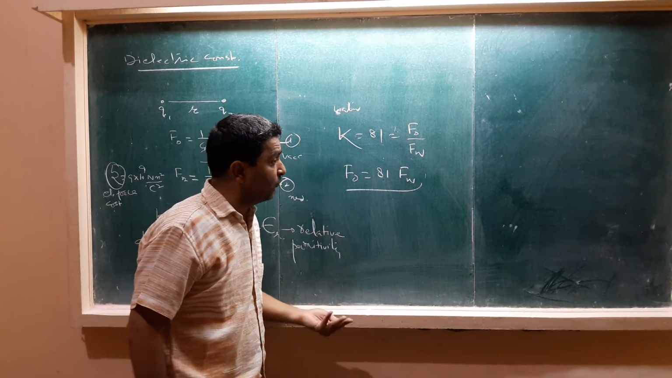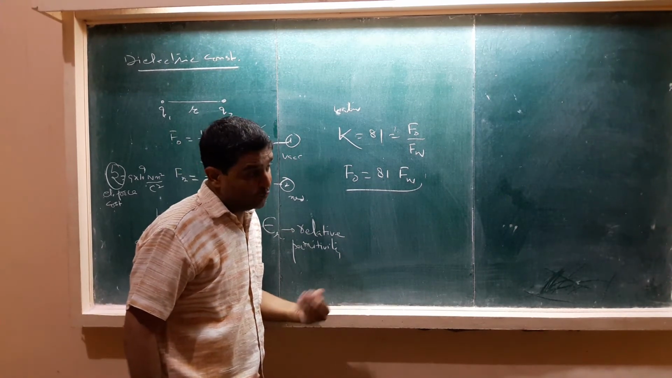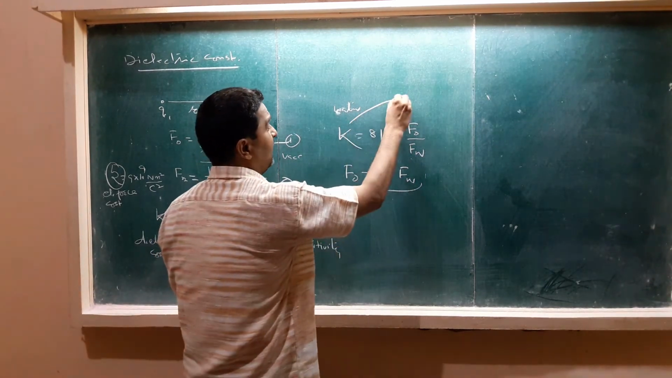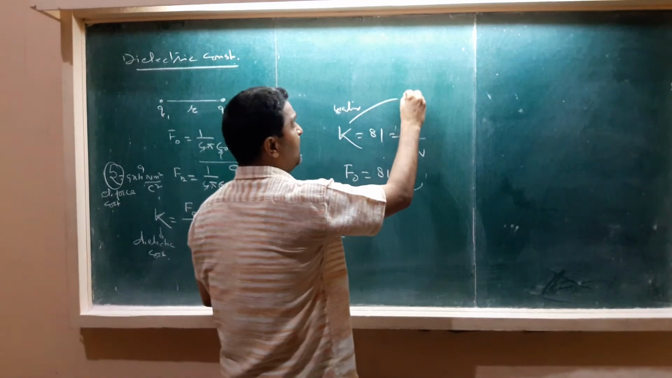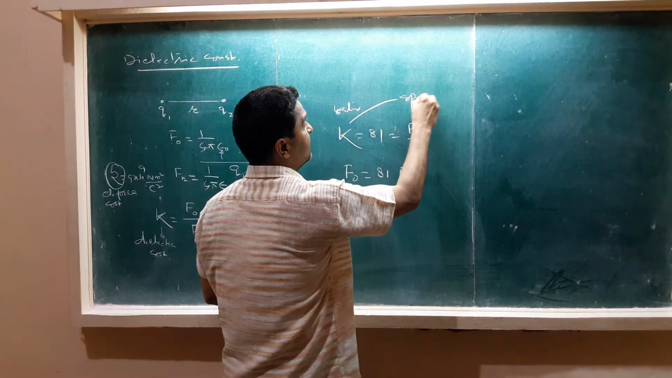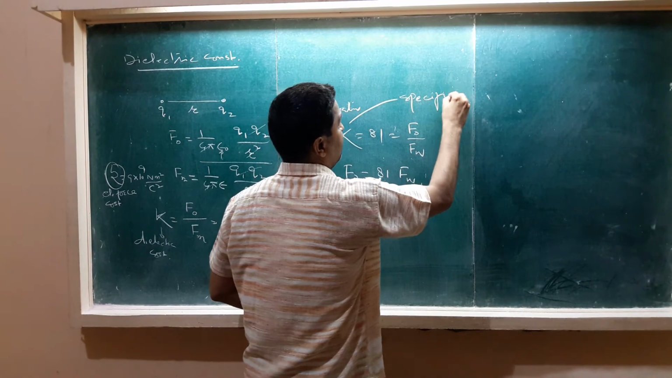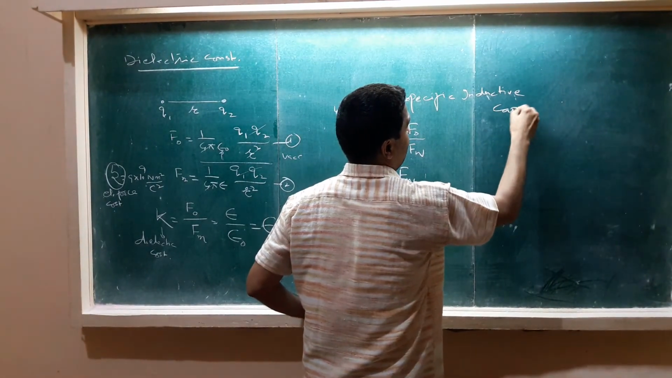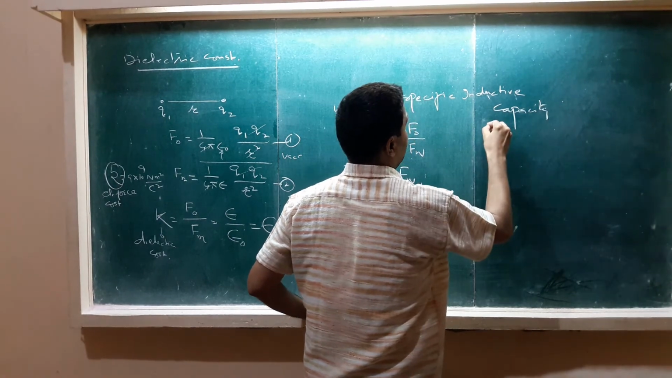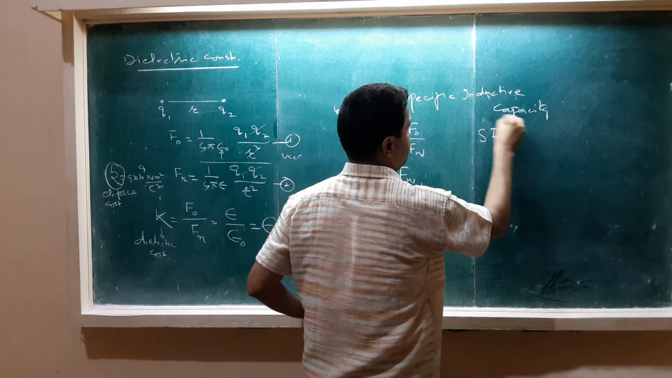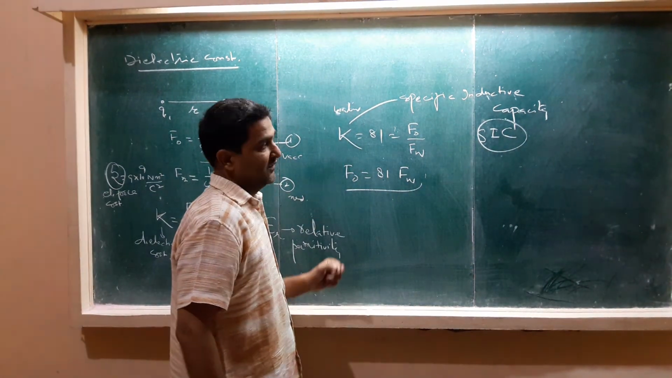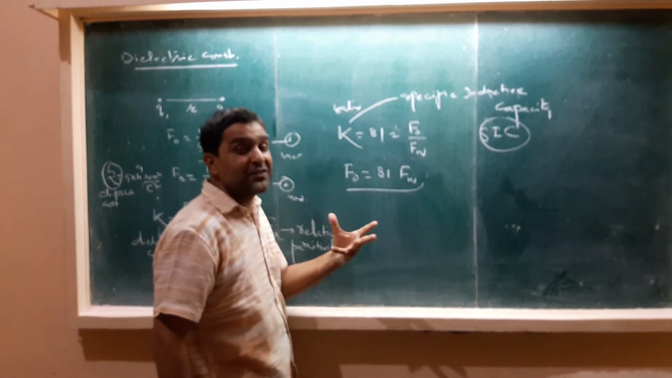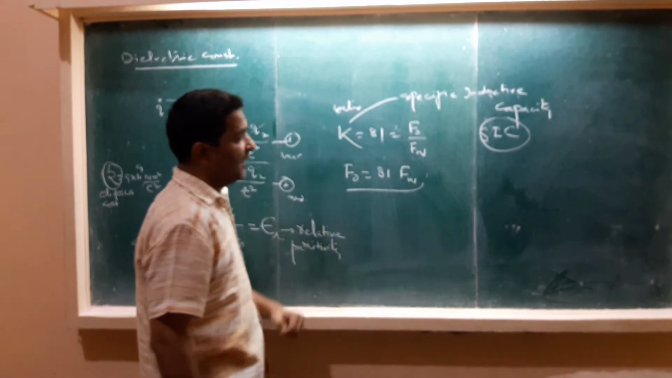And for glass, for mica 3 to 6, glass 3 to 4, their values can be different. The K is another name. This is called specific inductive capacity. SIC, in short, you can say specific inductive capacity. This is what is called K, dielectric constant.